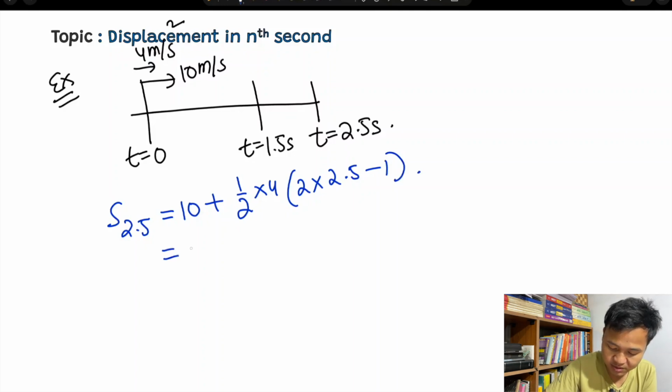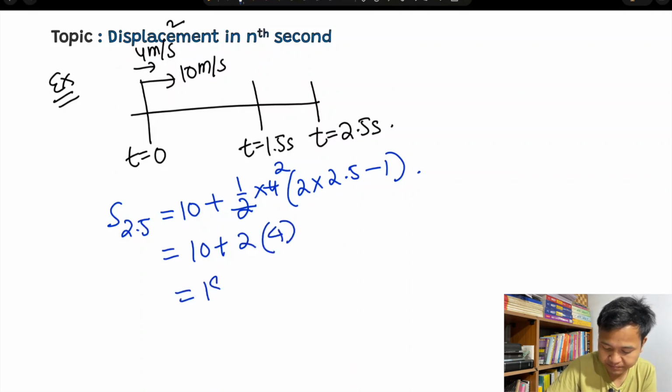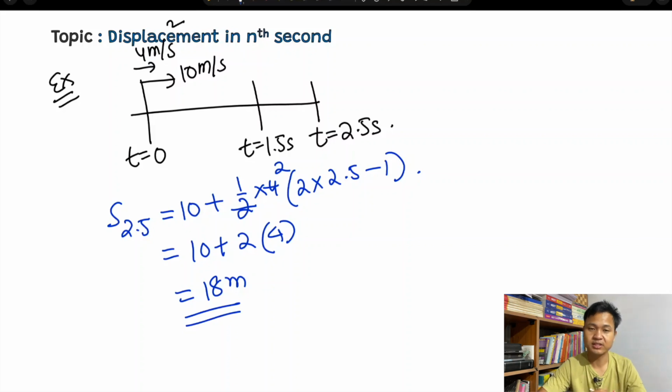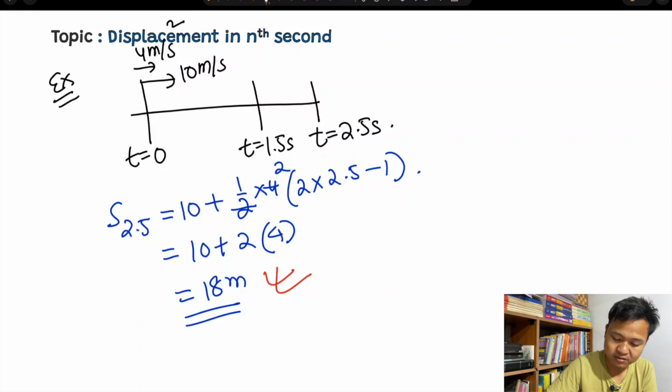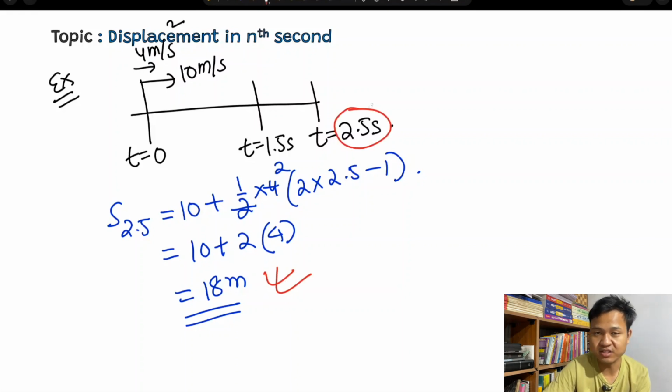So here 10 plus 2, 2 twos are 4, so 2. So 5 minus 1, 4. So this is 18. So is this correct? So this is correct. Okay, so this is possible. So it need not be an integer always. Okay, so they can give you any, even a decimal point time.